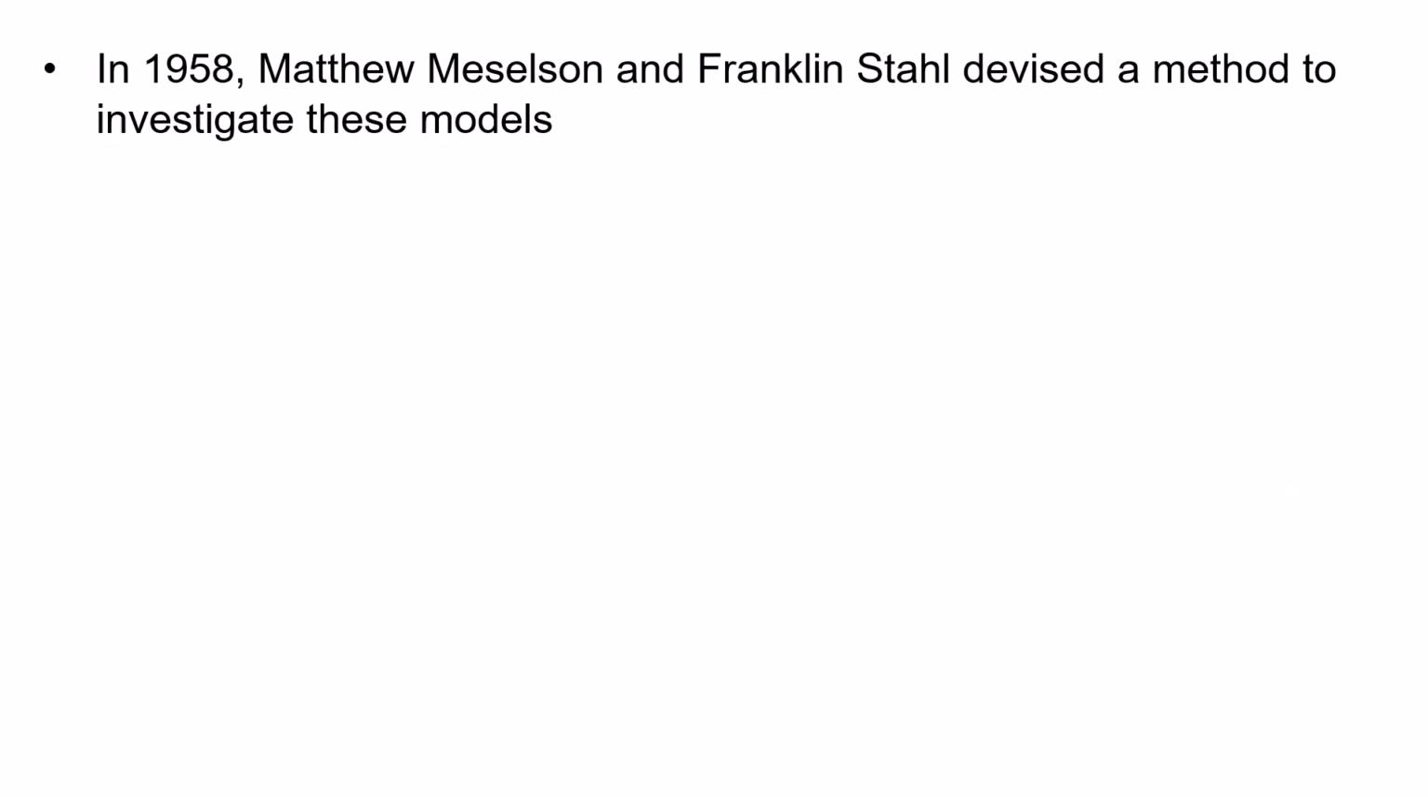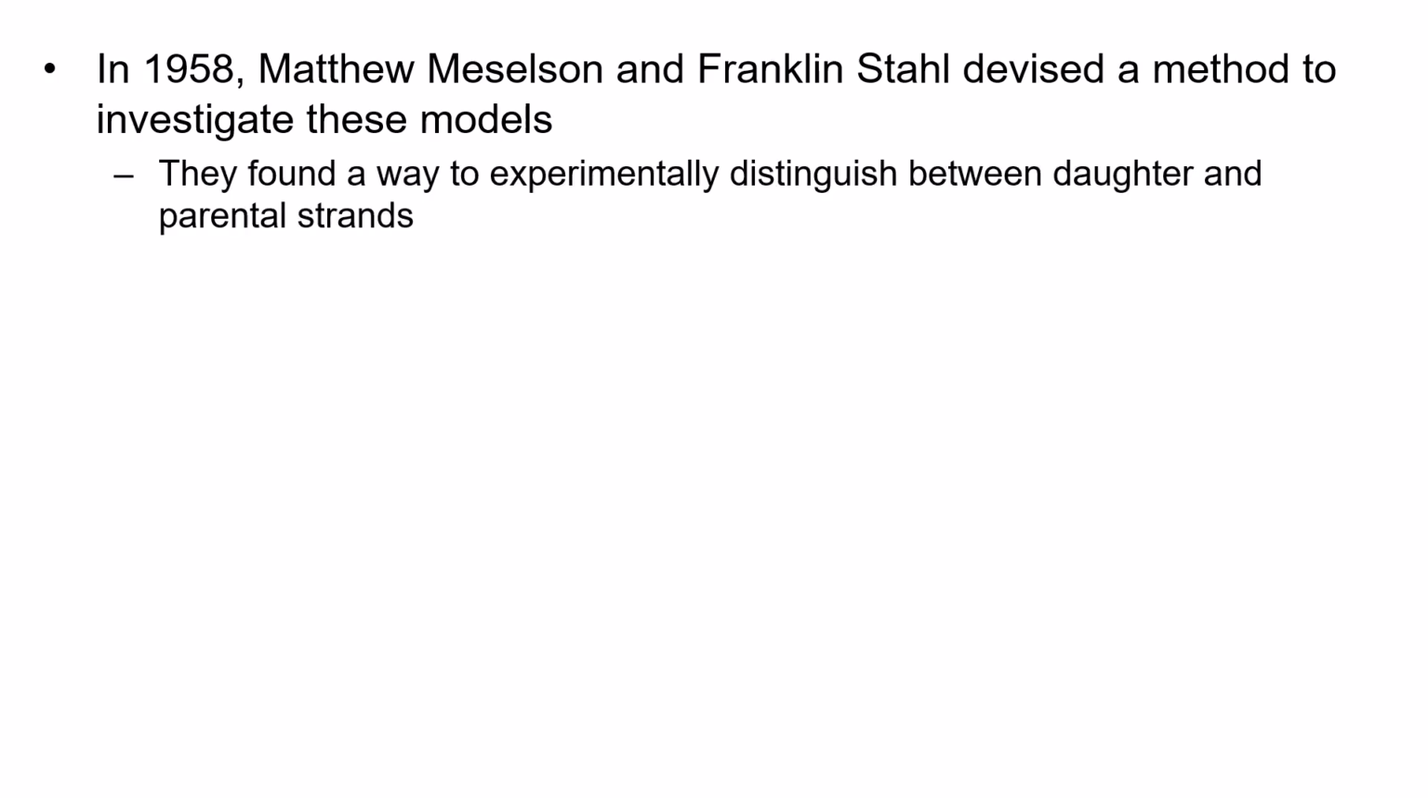In 1958, Matthew Meselson and Franklin Stahl devised a method to investigate these models. They wanted to distinguish between the parental strand and the daughter strands. For example, I used two different colors to differentiate the parental strand and the daughter strands. They found a way to experimentally distinguish these two strands. What they did was they used the isotopes of nitrogen and density gradient centrifugation to prove the hypothesis.